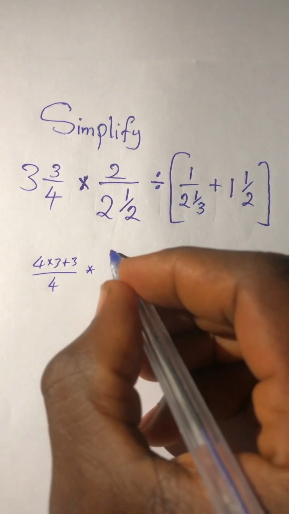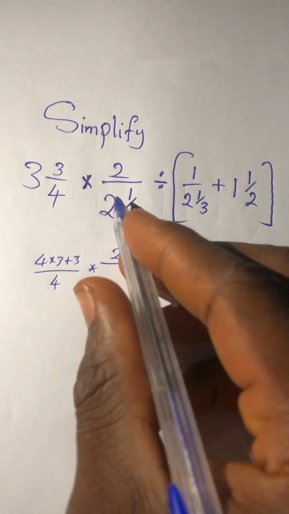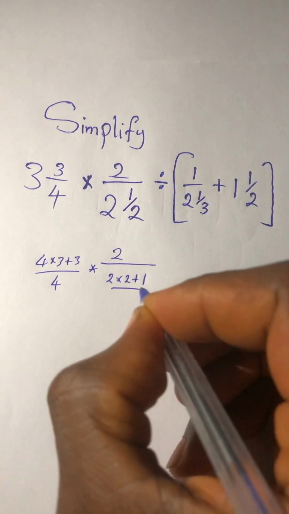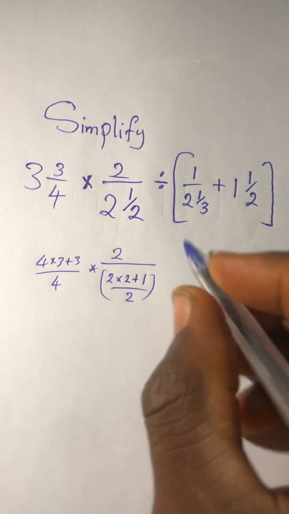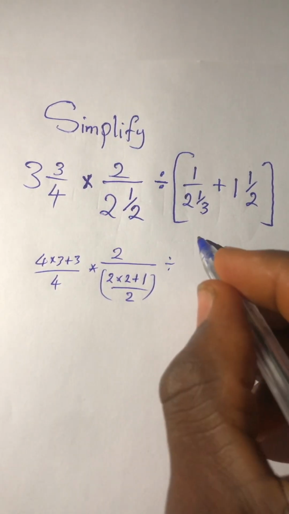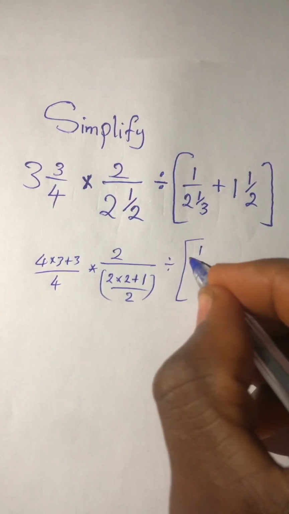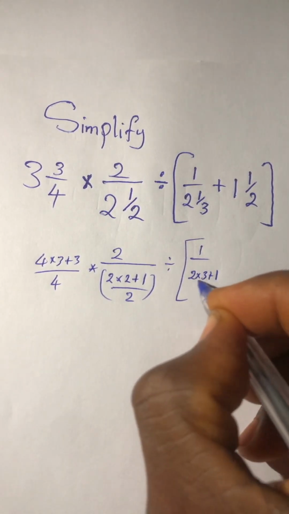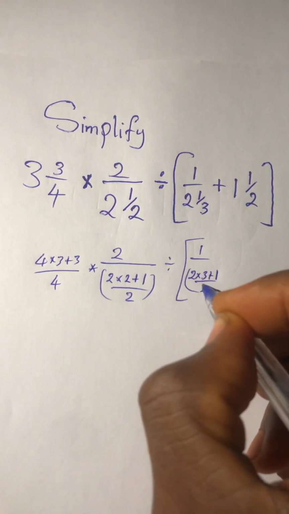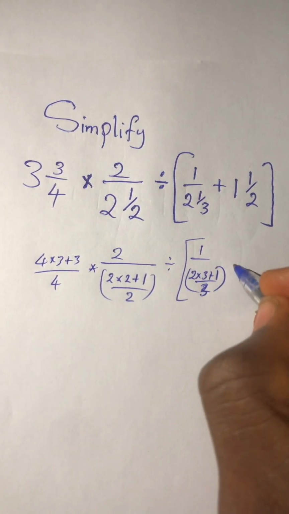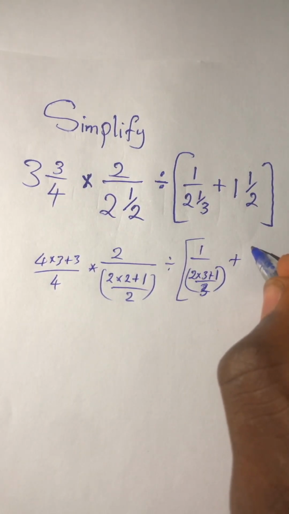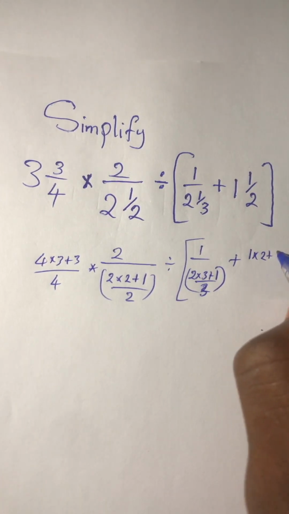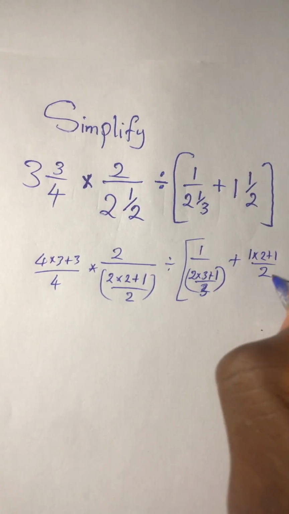times 2 over 2 times 2 plus 1 over 2, 2 times 3 plus 1 over 2 over 3 times 2 plus 1 over 2.